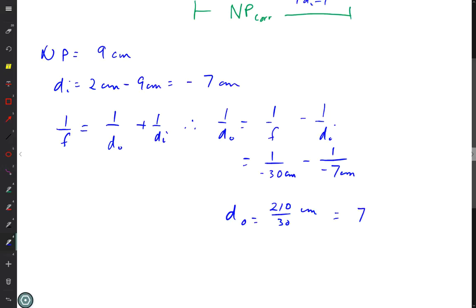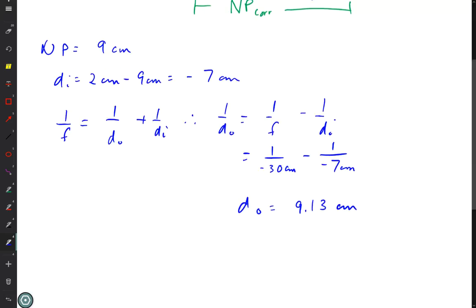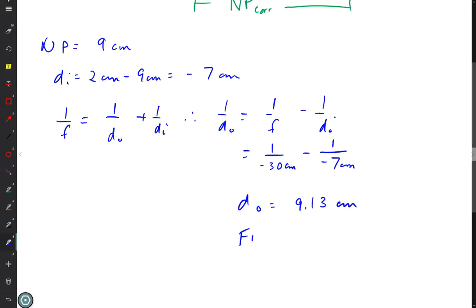Nah, I must have done that wrong. It's 9.13. Yeah, I definitely did it wrong then. 7 times 3 is 21, so 210. Okay, just trusting him. So distance object is what? 9.13. So if the distance object is 9.13 centimeters, then for the near point corrected, I have to add the 2 centimeters.